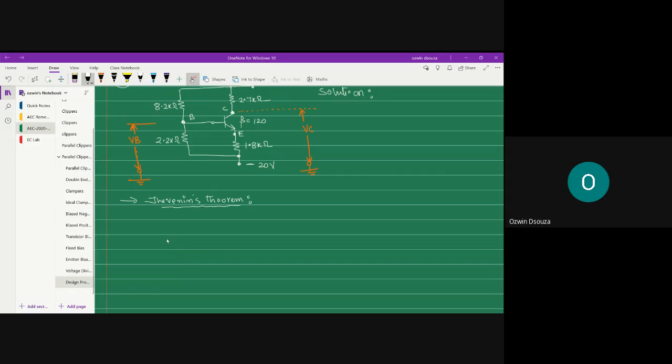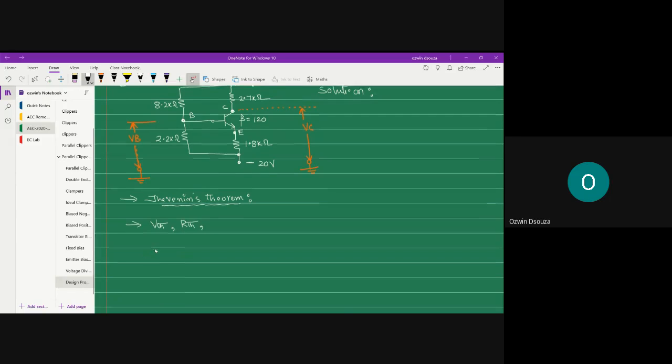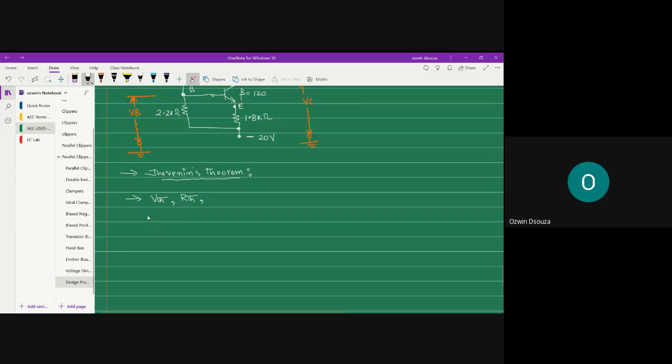As per Thevenin's theorem, any complicated network can be replaced with a simple network with one voltage source and a series resistance connected to that voltage source, namely VTH and RTH. All right, so first let us find out RTH. To find RTH, you have to short circuit all the voltage sources.